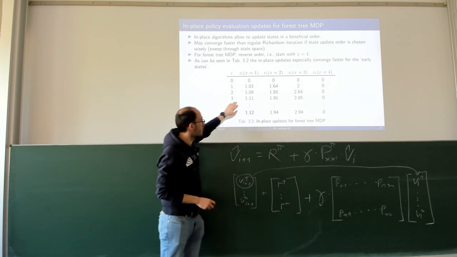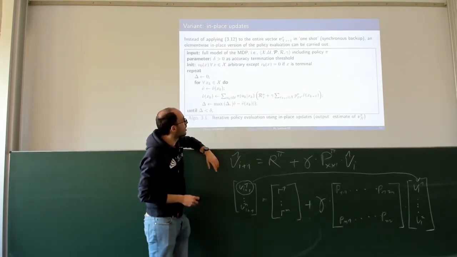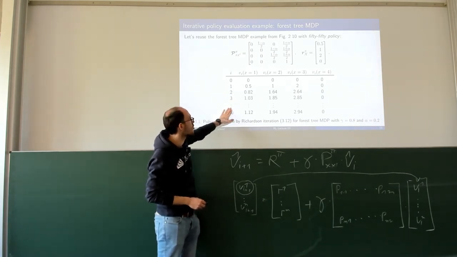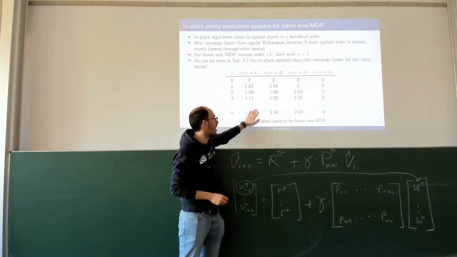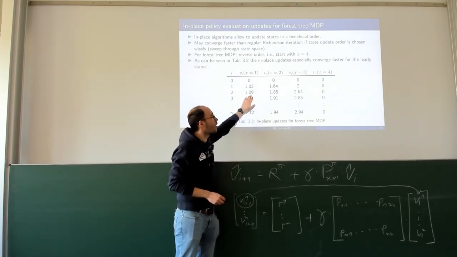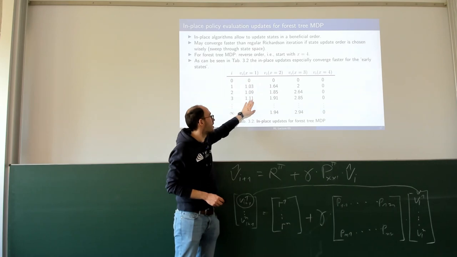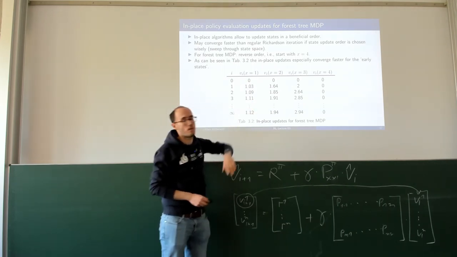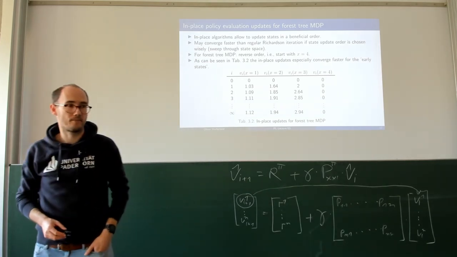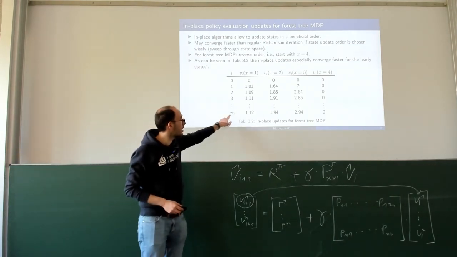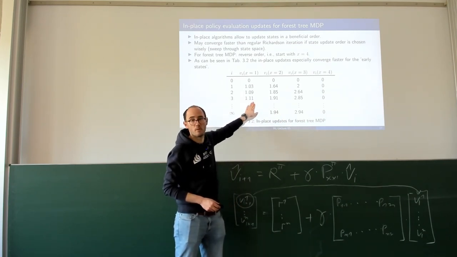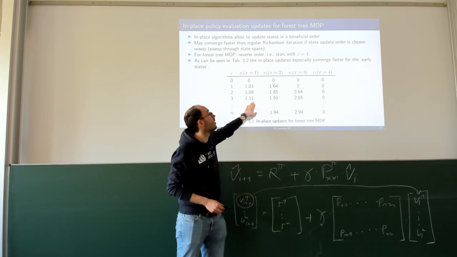And if we do so, if you compare at home or on your tablet or whatsoever, this table from the standard full synchronous Richardson backup iteration to this in-variance update variant of it, you will see that especially these earlier states will benefit from the Richardson iteration, such that we will converge to the true state values much quicker. Okay? Same values down here. So the final result is, of course, the same. This row is identical, but we will come to the final result a little bit quicker with sufficient accuracy. Okay?